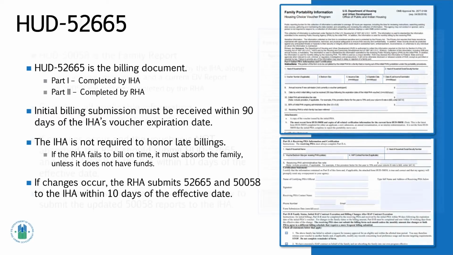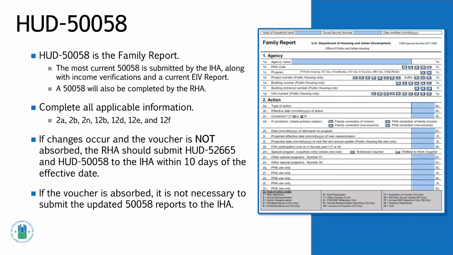The 50058 must be completed and correct. Line 2A should reflect the action type 4 for a port-in if it's a current program participant, or action type 1 for a new admission. So if the family has been selected and they're coming off of the waiting list, they will be reported as a new admission. The date of admission should be shown on line 2B, and this date can be found on the initial housing authority's 50058.